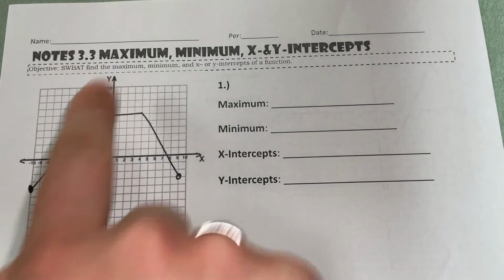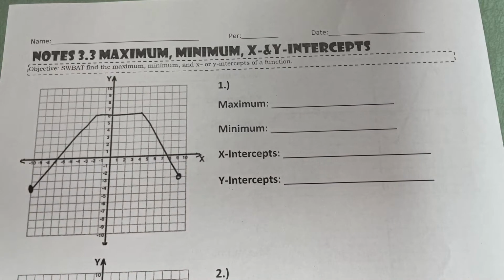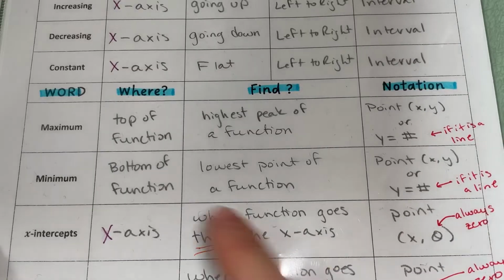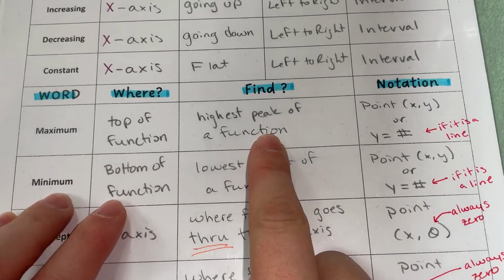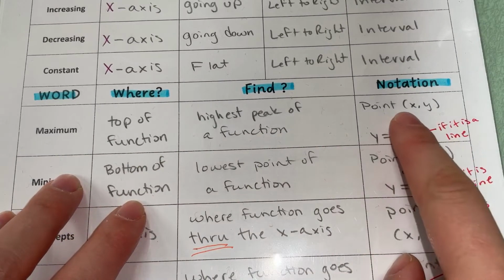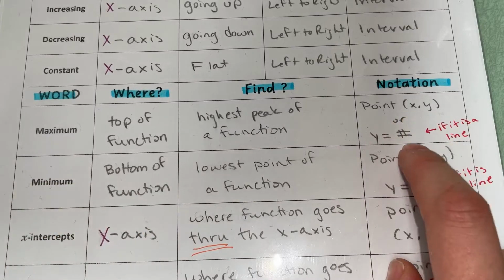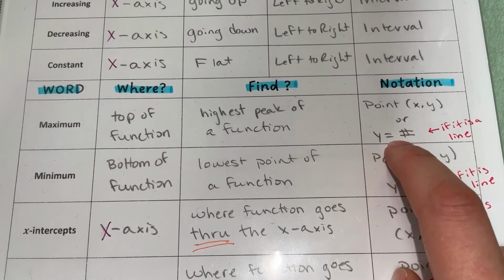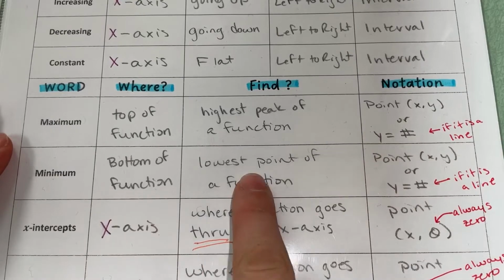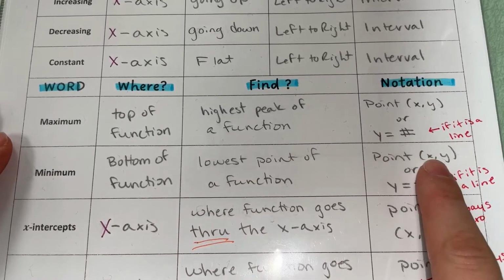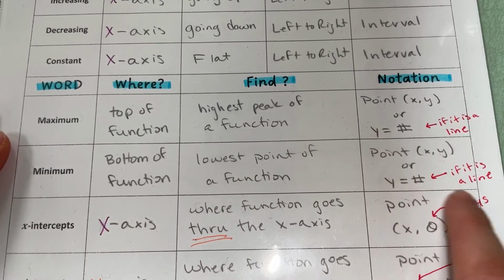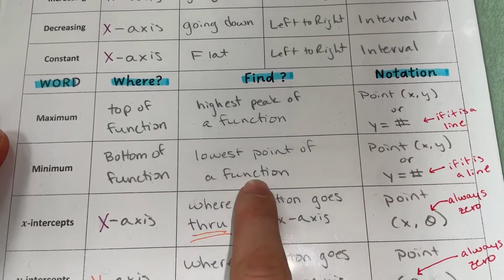Okay, today we're going to talk about maximum, minimum, x and y intercepts. All right, so let's refresh our brain. A maximum is the top of the function, it's the highest peak. We can either write it as a point, x comma y, or if it's a line, we write it as y equals that number. Same with minimum, however, it's the lowest point. Again, we can write it as a point, or as y equals a number if it's a line, but it's the bottom.